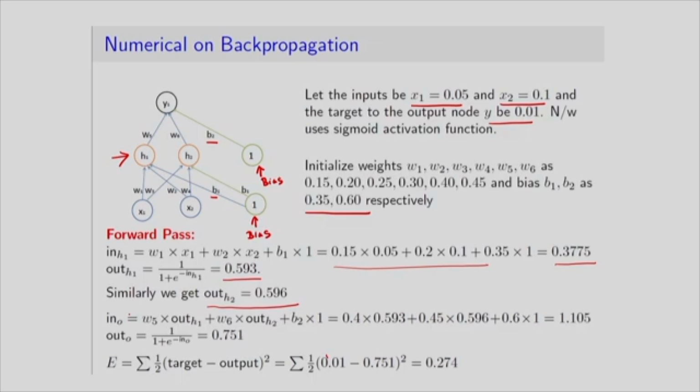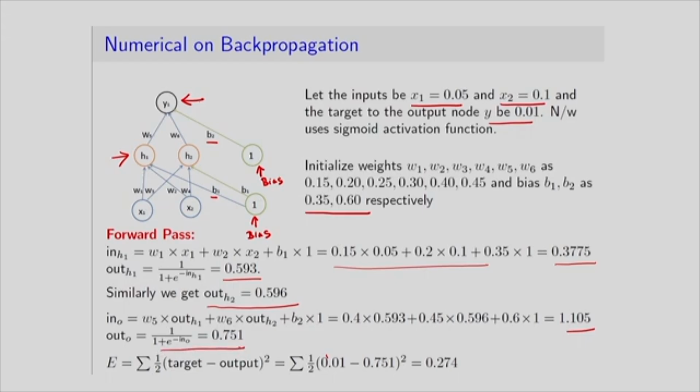Now let us consider IN O. Considering H1, H2 and the bias input, we can determine IN O, that is the input to the output layer. So we are considering now this output node, and corresponding to this output node, I am determining IN O, that is nothing but W5 into out H1 plus W6 into out H2 plus B2 into 1. If I put these values, I will be getting 1.105, and we can determine the out O1, the output corresponding to this network.